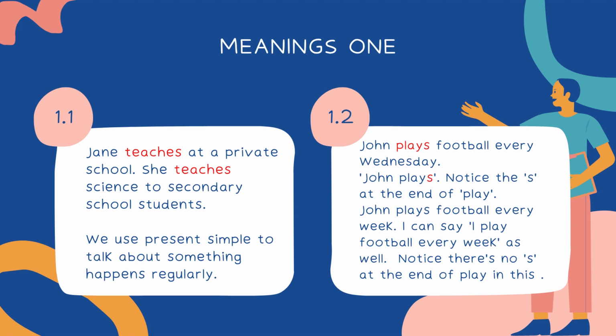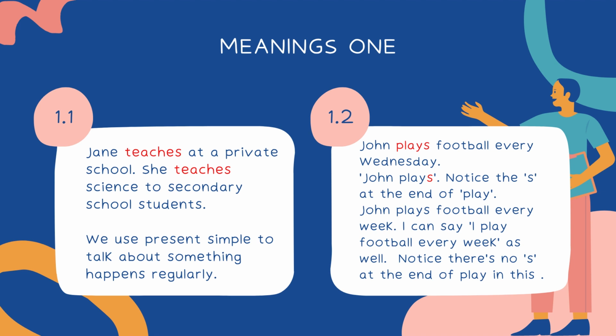Just to clarify the first meaning, we use the present simple in this way to talk about something that happens regularly. Not something we're doing right now necessarily, but something that happens regularly, every day or every week. For example, John plays football every Wednesday.